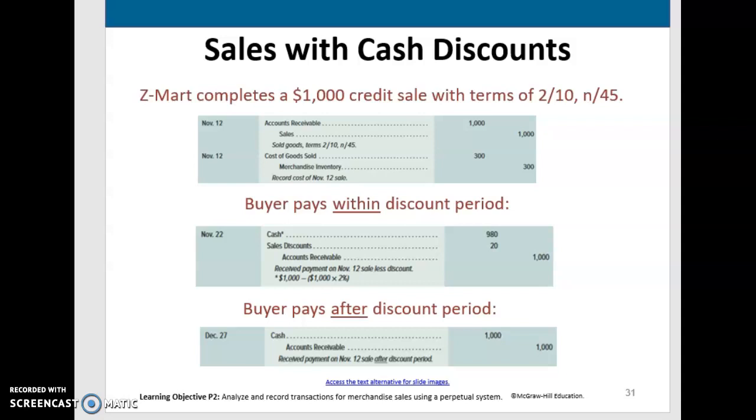Now, when the buyer pays within the discount period, we'll see the accounts receivable gets credited for the full $1,000. It's a 2% discount. So we give them the sales discount, and we do that as a contra sales account. So it's a debit of a revenue account of $20, and we record the cash for $980. If the buyer does not pay within the discount period, so they pay after, we will just record cash for the full $1,000 and credit accounts receivable for $1,000.